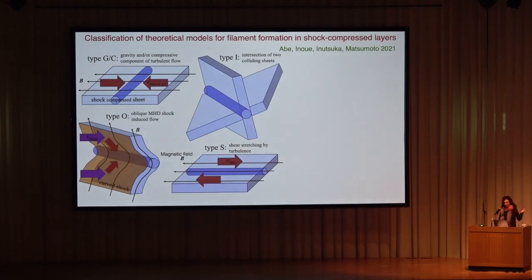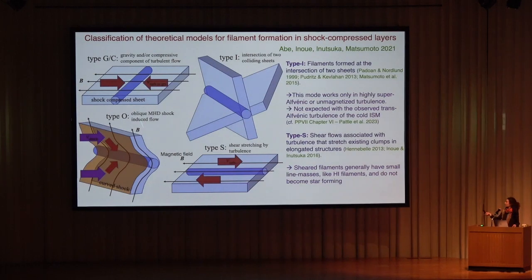By combining different simulations of shock-compressed layers with different magnetization and turbulence levels, theoretical models for filament formation can be classified into 5 types, which are shown here. I will go into details to explain the different types of filament formation within these shock-compressed layers. I will start from the right.